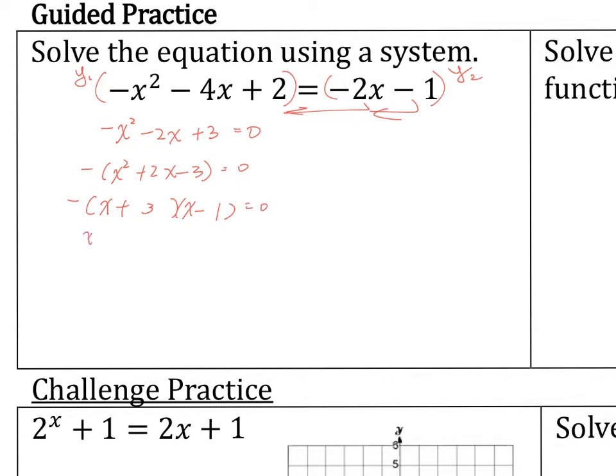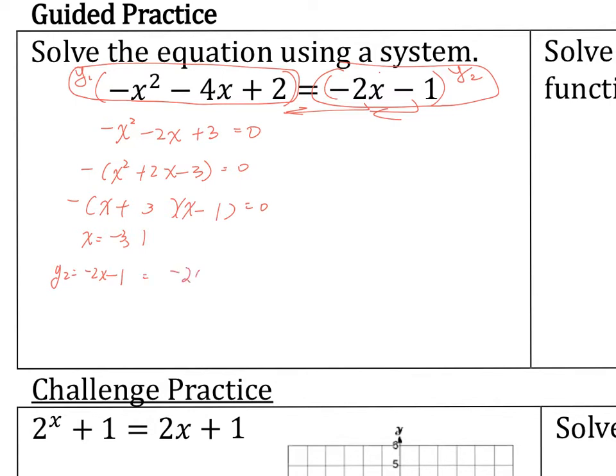And I notice that I have two solutions, x equals negative 3 and 1. Well, earlier I told you that this is one of the systems, so I'm going to use this system because it's easier. So I'm going to say y equals negative 2x minus 1, and I want to find out what my y value is.